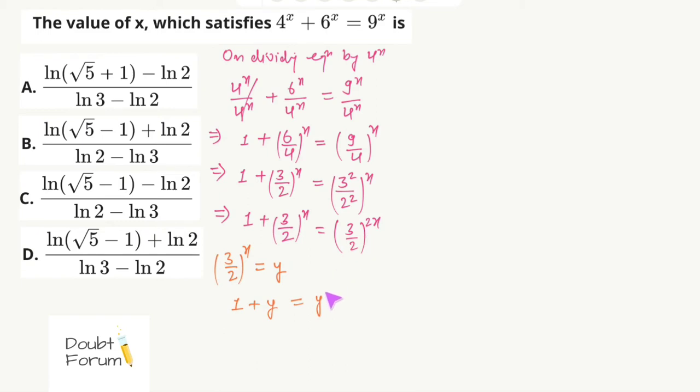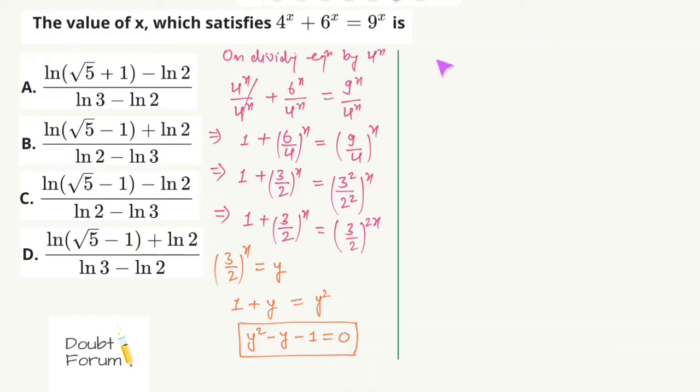And here it is the square, so this will be y squared. Further, we can write it as y squared minus y minus 1 equals 0. So this is the quadratic equation which we have achieved after a little bit of simplification. Now we will find the roots of this equation and then we will equate that to (3/2)^x.